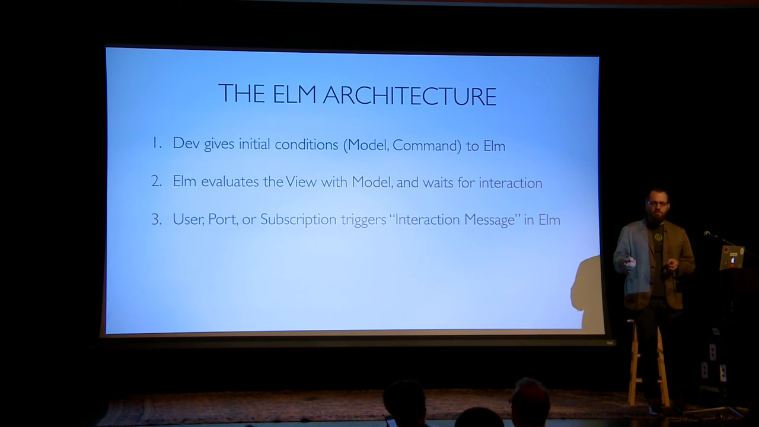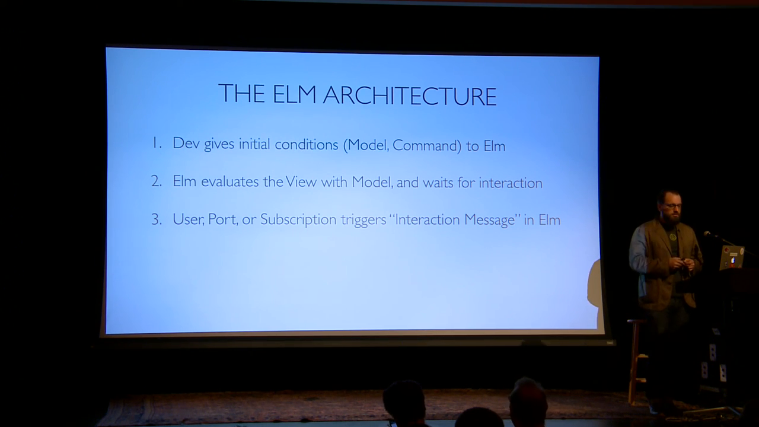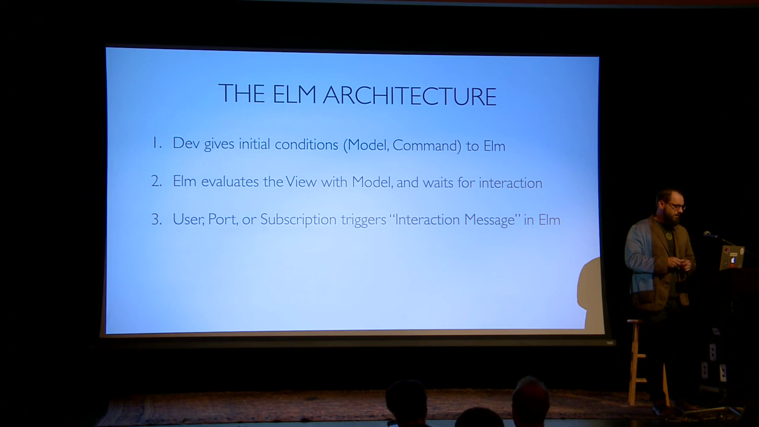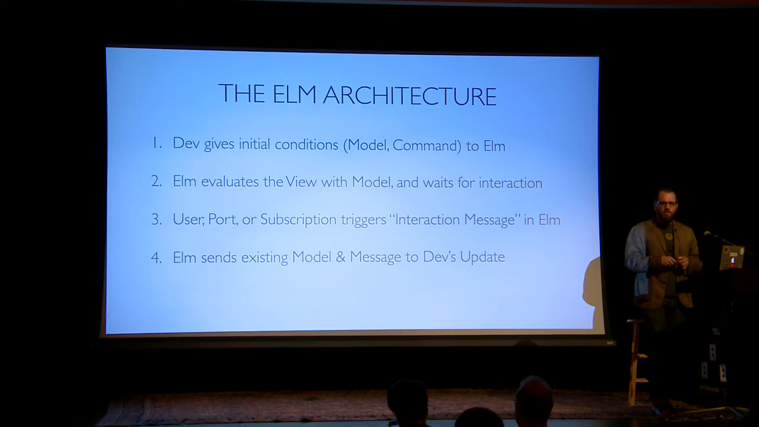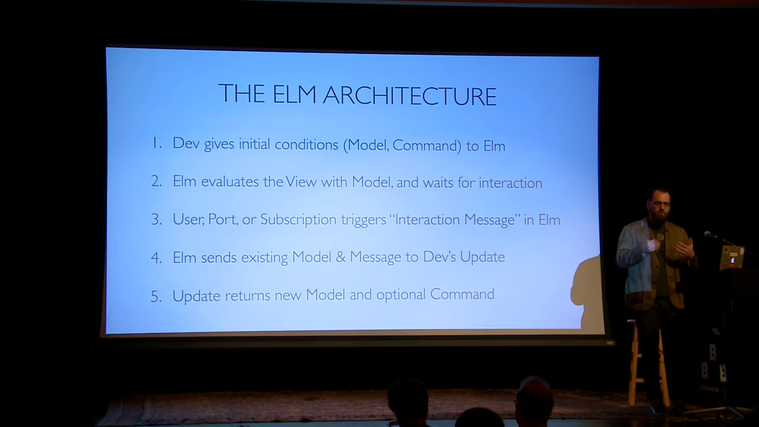That interaction could come from a user interacting with the application, could come from a port like we showed with JavaScript interop, or a subscription could trigger something, and that'll create an interaction message that we defined earlier as a message. In our case, it was increment and decrement. Elm will then send the existing model and this new message into your update function. And then it'll return a new model and optionally a command to do. And then it just loops back into rendering the view and going through the process again.